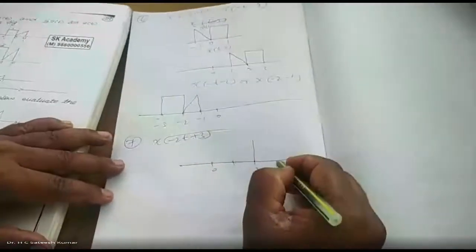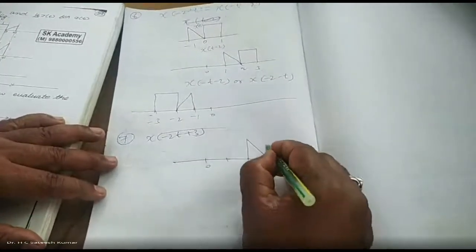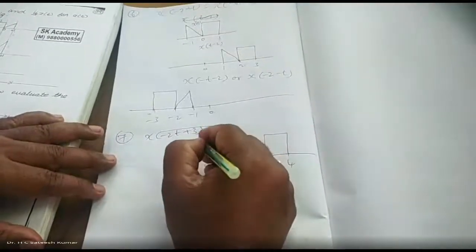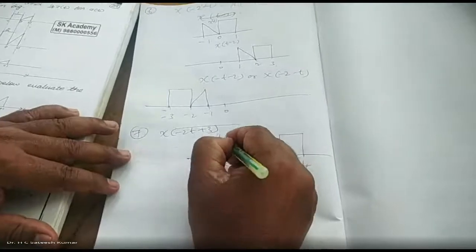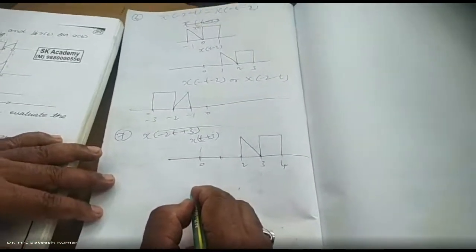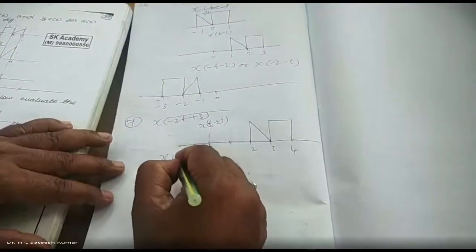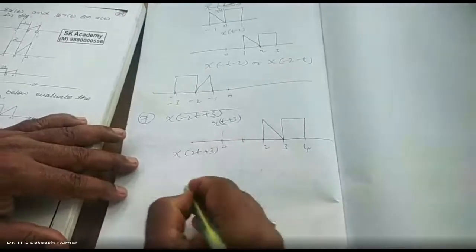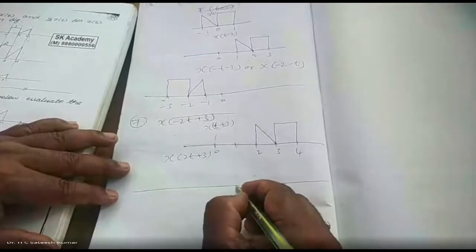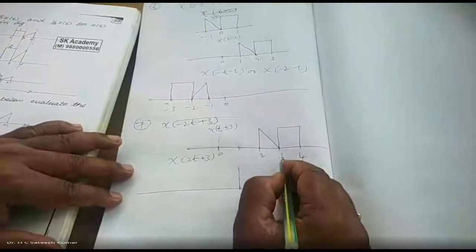0 plus 3 is 3. 1 plus 3 is 4. X of t plus 3, shifting. Then what do we have? X of 2t plus 3. Scaling is there. 2t is equal to 2, therefore t is equal to 1. 2t is equal to 3, therefore t is equal to 3 by 2.